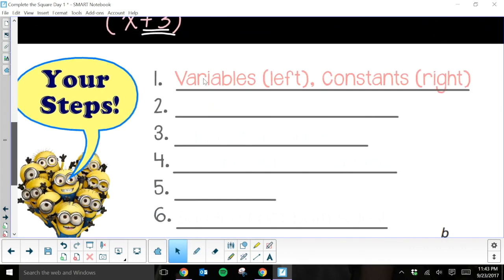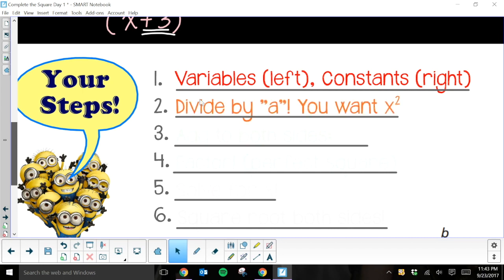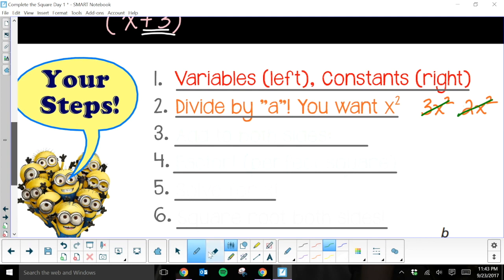So when you are trying to do these, I like to keep the variables on the left, and I like to keep my constants on the right. So anything that's a number. And then I like to divide by a, because here's the thing. You don't want a 3x squared or a 2x squared. It just gets way too complicated. So I like to cross those off. We just want regular x squared.